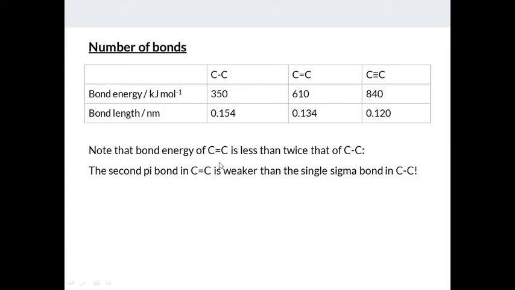But note that the bond energy of C double bond C is less than twice that of C single bond C. This is because the second pi bond in C double bond C is weaker than the single sigma bond in C single bond C. The reason for this is because the side-to-side overlap in the pi bond is less effective than the head-on overlap in the C sigma bond C.